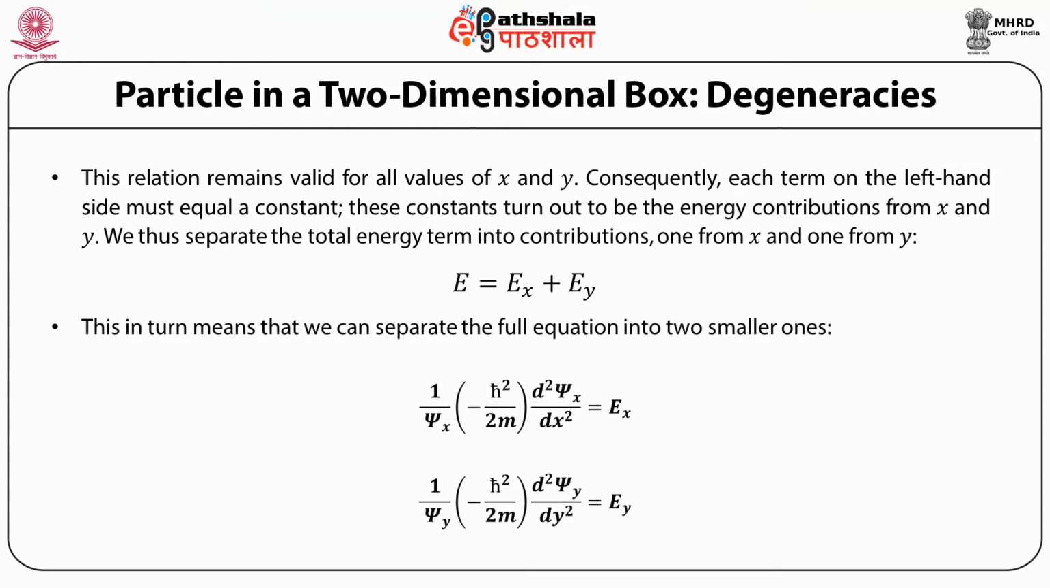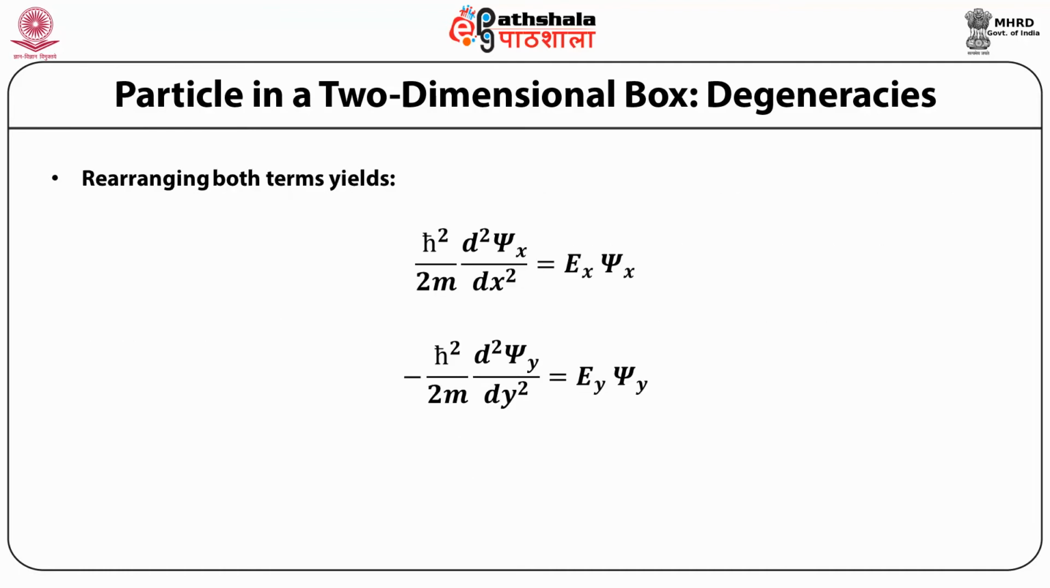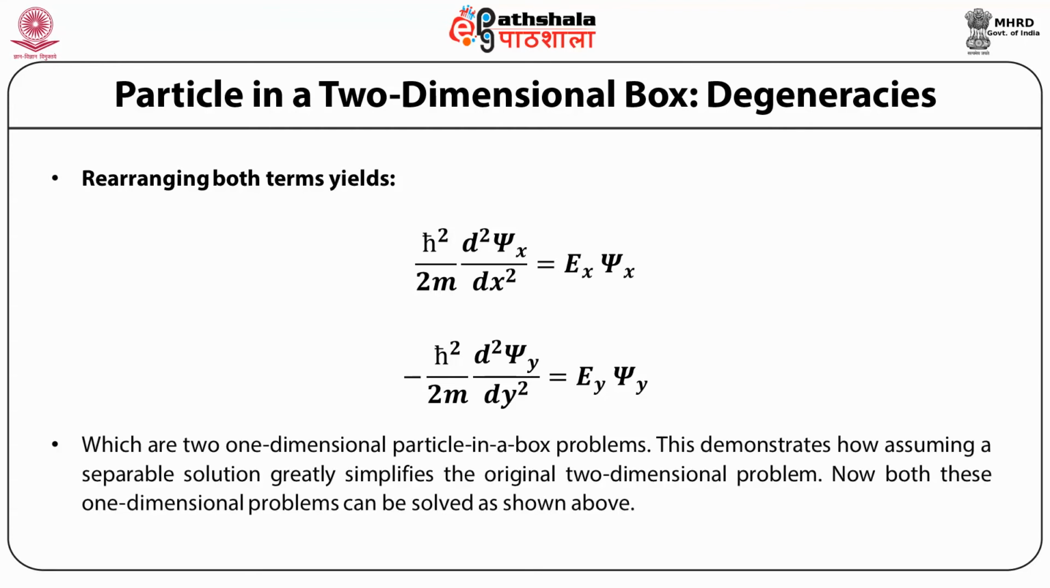So now we can separate this equation into two smaller ones, where there is only x dependence and only y dependence, with the y equation being minus h cut square by 2m d square psi y by dy square equal to Ey psi y. So these are the two one-dimensional particle in a box problems, which demonstrates how assuming a separable solution greatly simplifies the original two-dimensional problem. Now, both these one-dimensional problems can be solved as shown above.